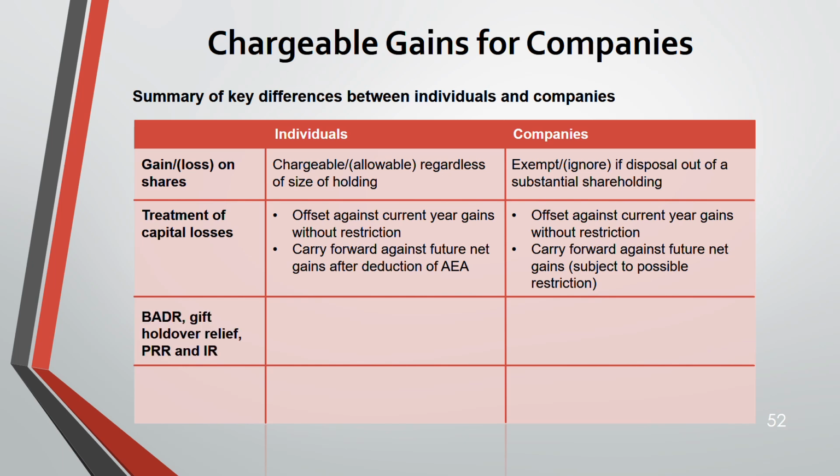Then, business asset disposal relief, BADR, gift holdover relief, PRR, that is private residence relief, and IR, investors' relief, are there for individuals, not there for companies. Rollover relief is there for individuals and is there for companies as well, but not on goodwill.